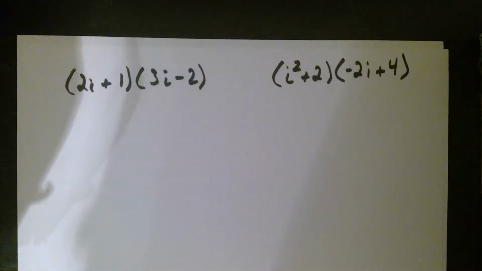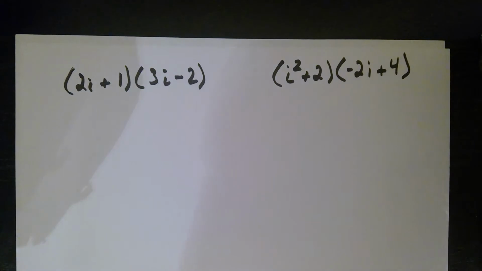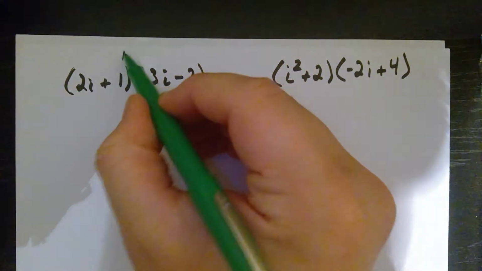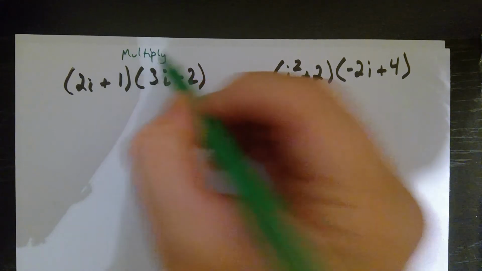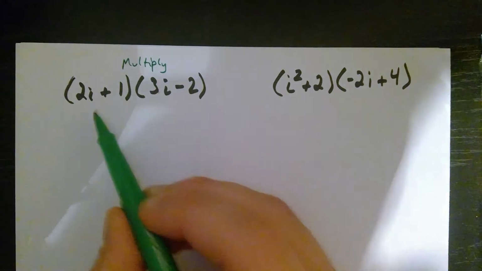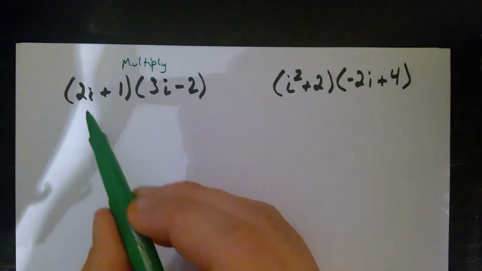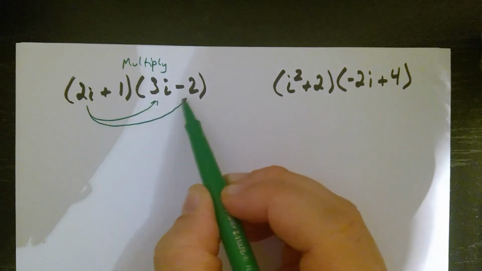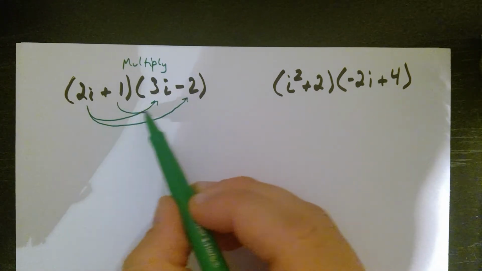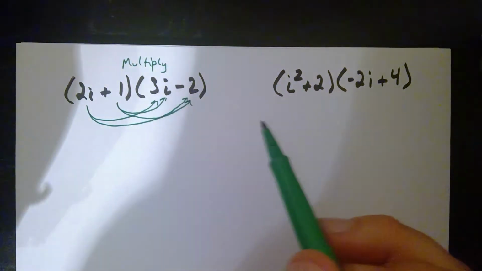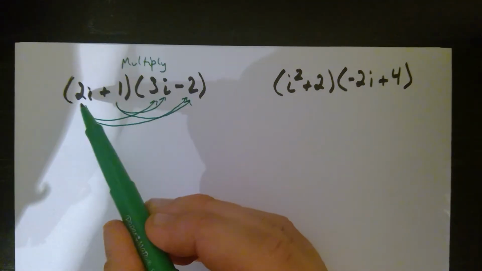Okay, so let's start with our problem on the left. We've got two groups of parentheses next to each other, which tells us we're going to multiply. Okay, so we have to multiply each term in our first group times each term in our second group. So you've got to go 2i times 3i, 2i times -2, 1 times 3i, and 1 times -2. Okay, so let's go back through these and actually do the multiplication now.